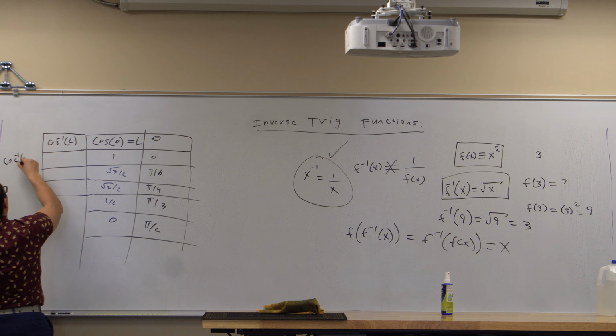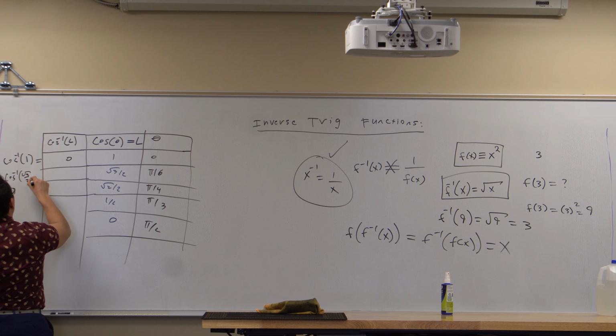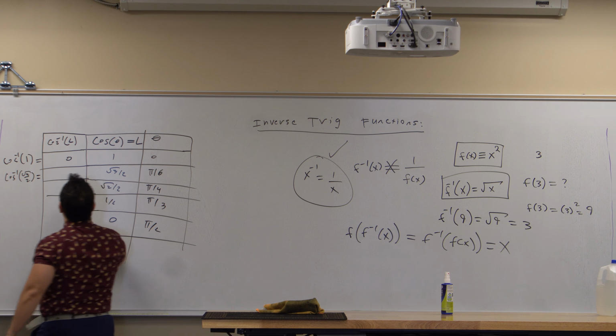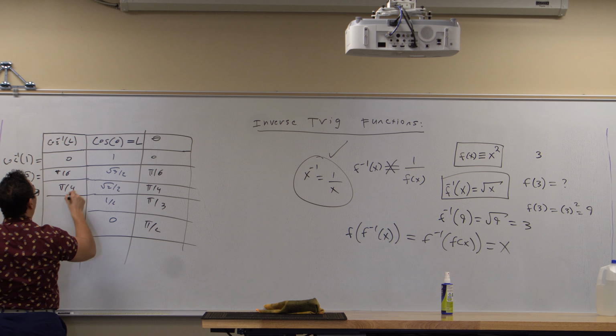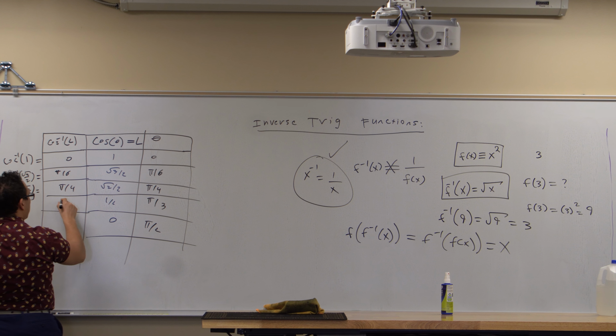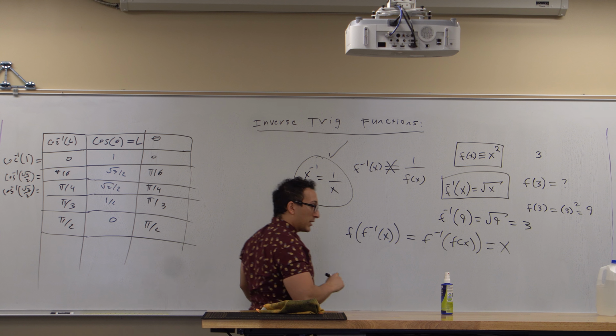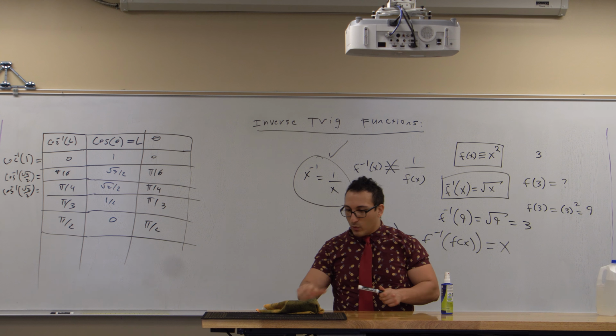Cosine inverse of root 3 over 2 eats root 3 over 2 and spits out this angle, pi over 6. Cosine inverse of root 2 over 2 eats this length, root 2 over 2, and spits out the angle pi over 4. And as you can see the trend, this occurs. And so we can plot this. When we plot it, this is what happens. So I'm going to erase this information here.